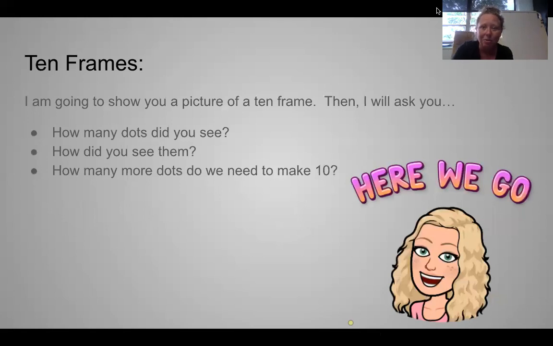So now we're going to look in our number talks at 10 frames. I'm going to show you a picture of a 10 frame, and then I'm going to ask you these questions. How many dots did you see? How did you see them? And how many more dots do we need to make 10? Here we go.